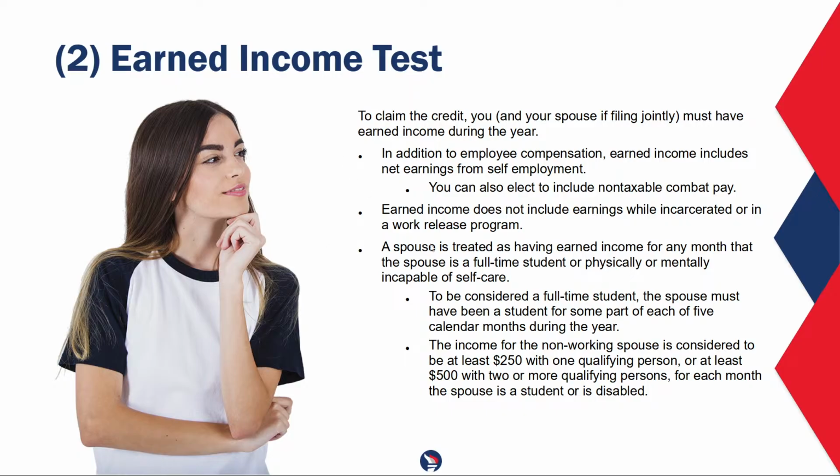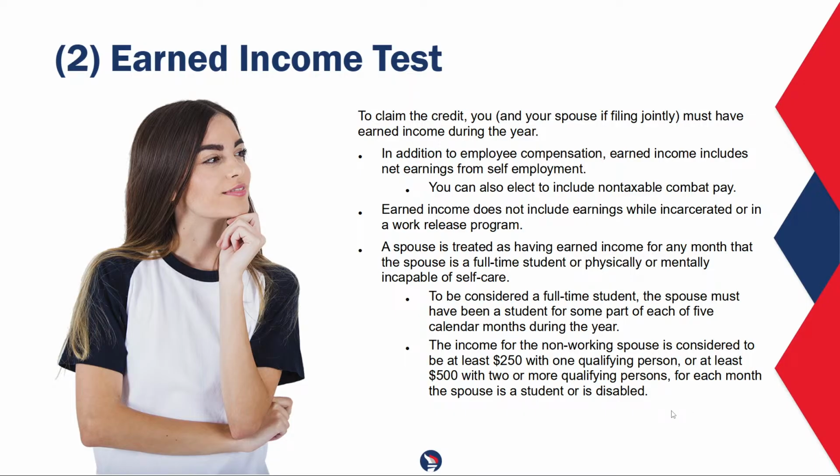A spouse is treated as having earned income for any month that the spouse is a full-time student or was physically or mentally incapable of self-care. This is where it gets a little fuzzy on this credit. To be considered a full-time student, the spouse must have been a student for some part of each of 5 calendar months during the year. The income for the non-working spouse is to be considered at least $250 with one qualifying person, or $500 with 2 or more qualifying persons for each month the spouse is a student or is disabled.